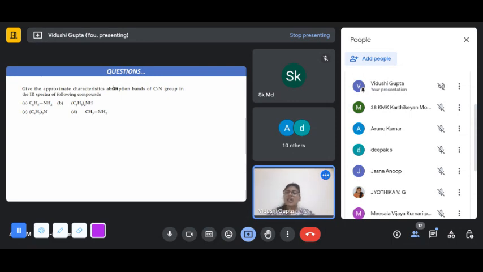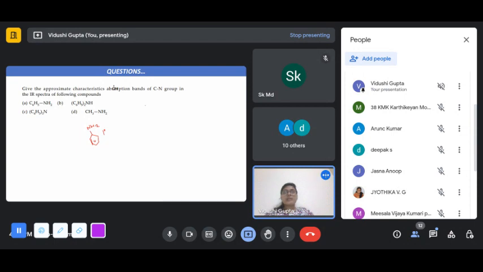Now the next question is: give the approximate characteristic absorption band of the CN group in the IR spectra of the following compounds: C6H5NH2. So what will be the absorption of CN? It's C6H5, so it's aniline. And here, if you see, the nitrogen is attached to one carbon, so it's a primary amine.